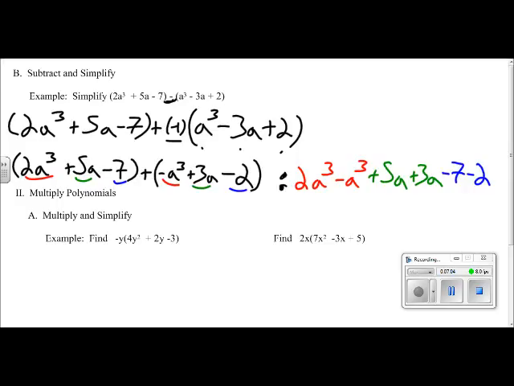So 2a cubed minus 1a cubed would leave us with just 1a cubed, or we can just say a cubed. Our 5a and our 3a add together to become 8a. And our negative 7 minus 2 subtract to become negative 9. So in the end, our simplified answer is going to be a cubed plus 8a minus 9.